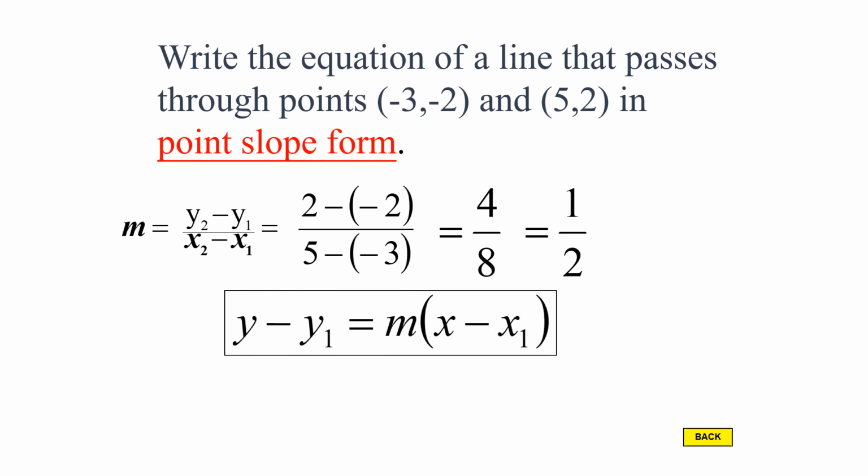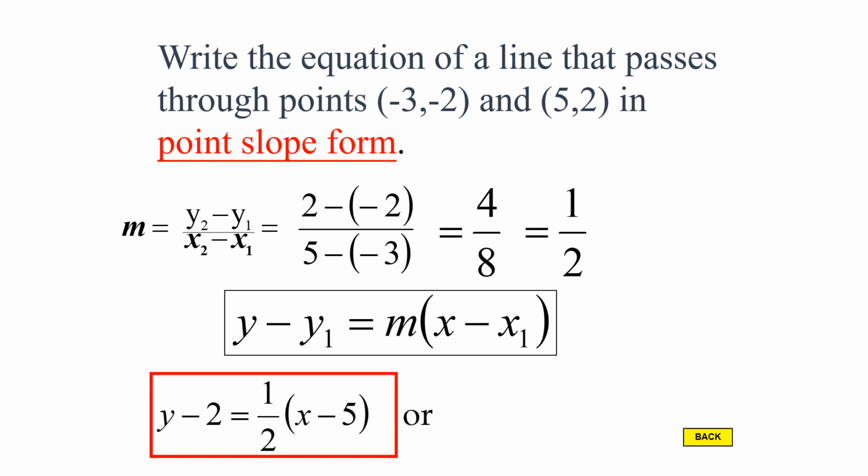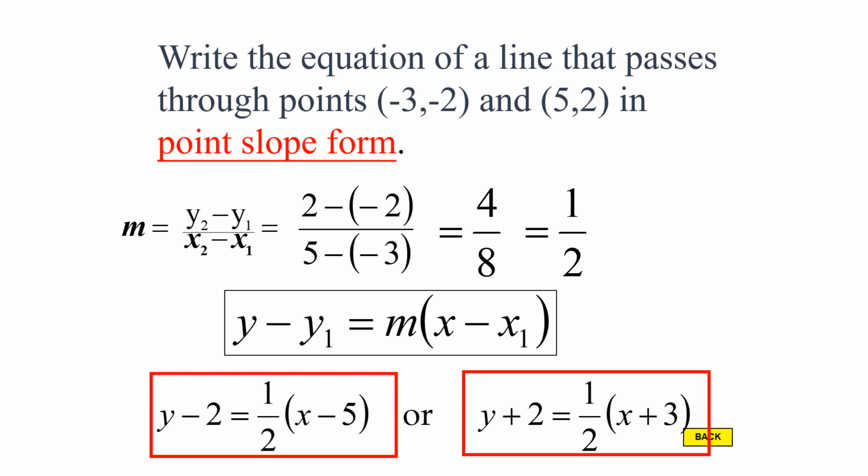You know the point slope form, y minus y1 equals m times x minus x1. In the problem you have 2 points, 5, 2 and -3, -2. Which of the 2 points are you going to use? It depends on you. If you are going to use 5, 2, the equation will be y minus 2 equals half times x minus 5. Or if you are going to use the point -3, -2, the equation will be y plus 2 equals half times x plus 3. Both are right. You have to choose one of these forms.